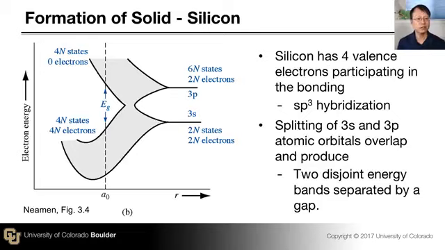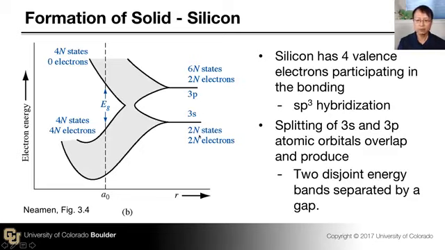Now let's consider silicon. In the case of silicon, there are 4 valence electrons. Silicon is a group 4 element, so there are 4 valence electrons. And if you look at the energy level scheme of a silicon atom, the valence electrons are distributed over 2 separate energy levels. This is 3s, this is 3p.